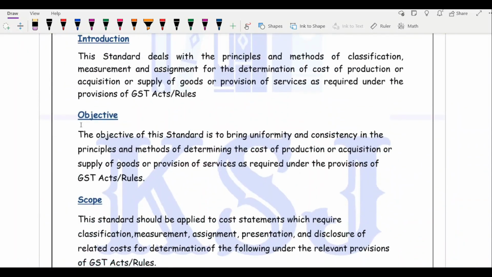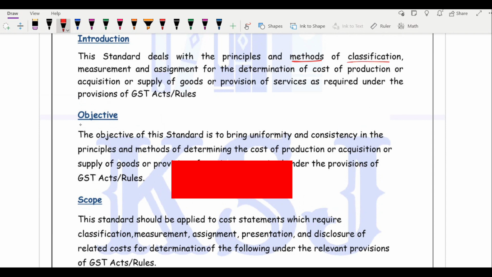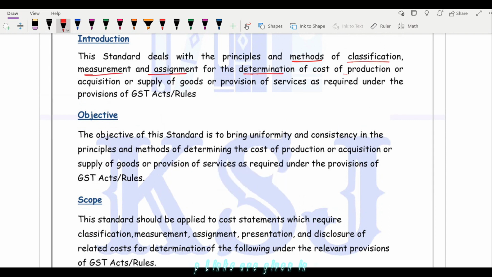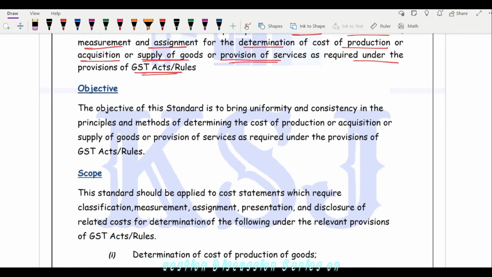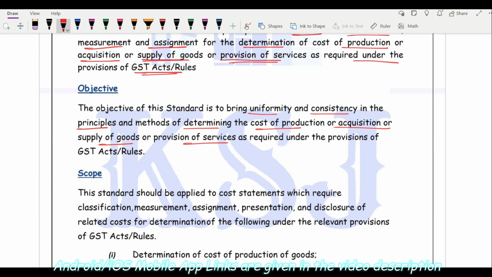This standard deals with the principles and the methods of classification, measurement, and assignment for the determination of the cost of production or the acquisition or supply of goods or provision of services as required under the provision of GST Act or rules. The objective of this standard is to bring uniformity and consistency in the principles and methods of determining the cost of production or acquisition or supply of goods or the provision of services as required under the provision of GST Act, right?